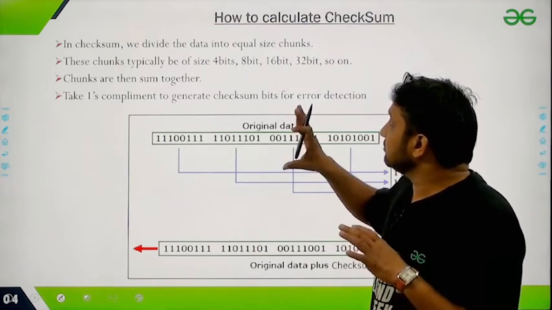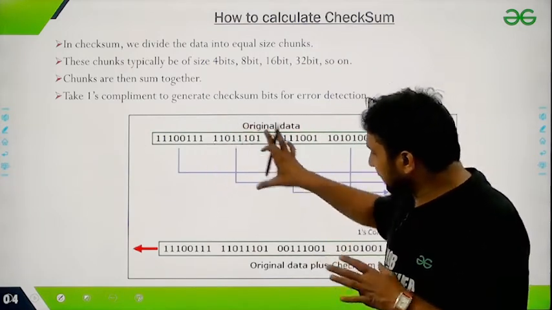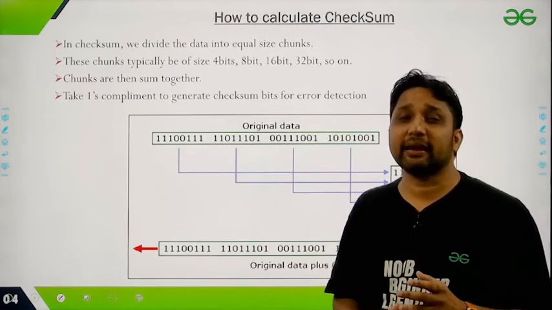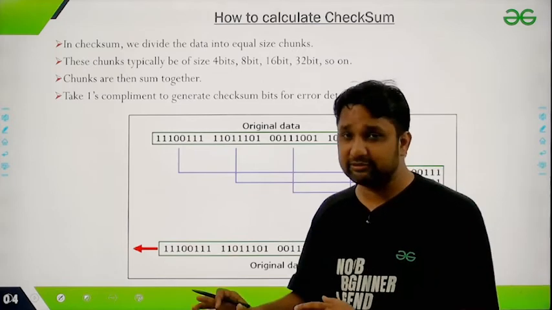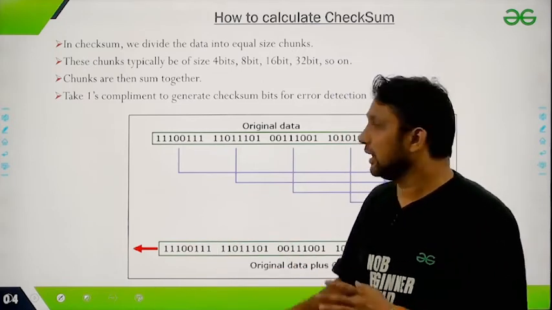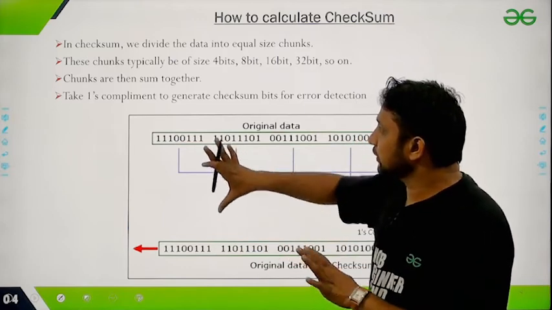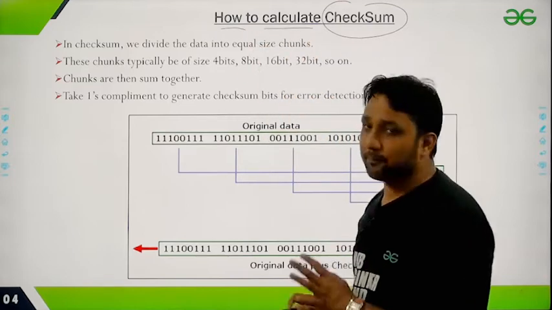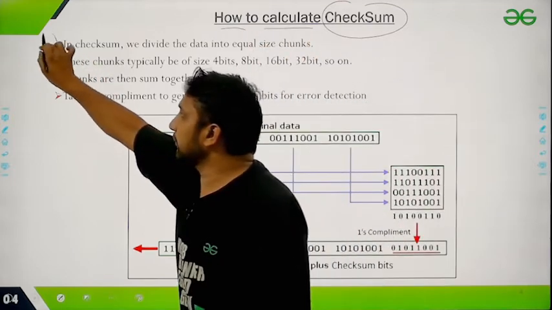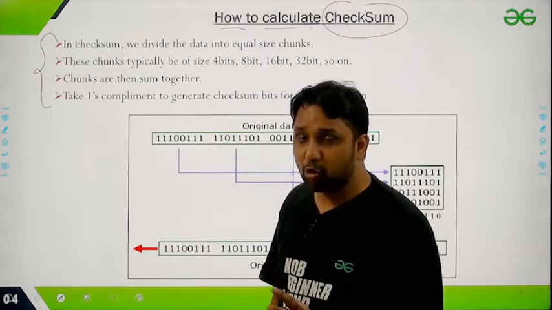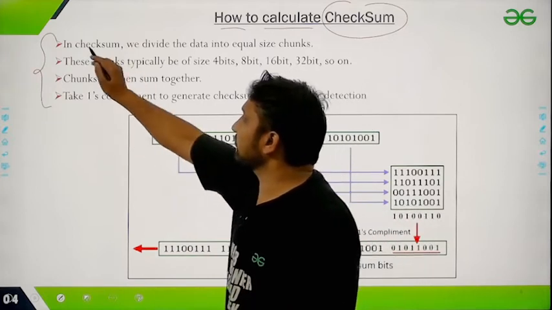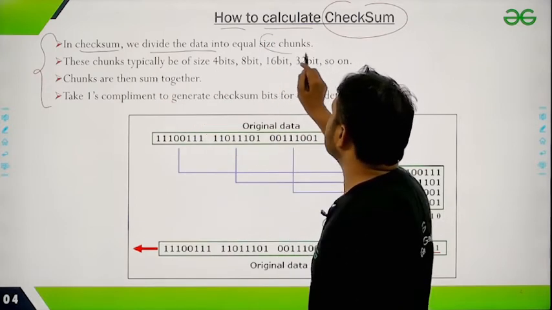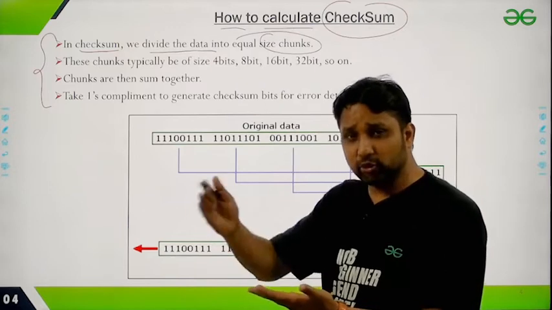Before that, I am taking one example to explain how things happen at the sender side only. I will also talk about the receiver side, but let me show you the big picture of how to calculate the checksum. Actually, there are four main steps performed in checksum. The first step is that we divide the data into equal size chunks.